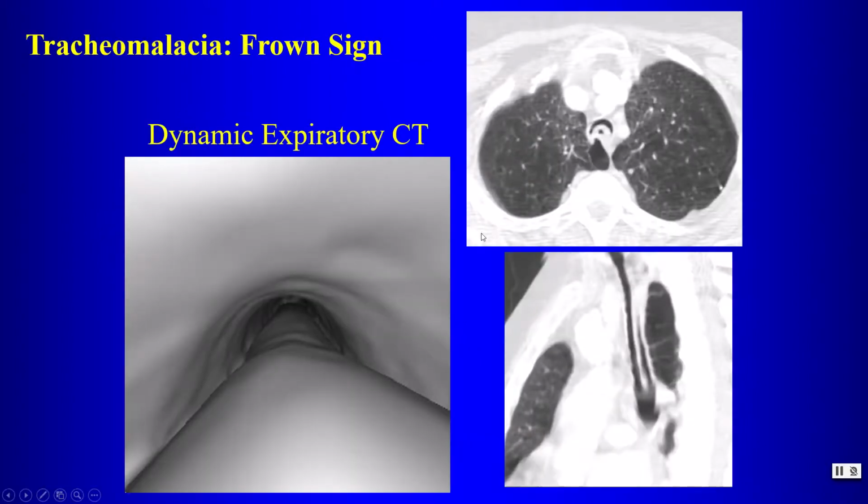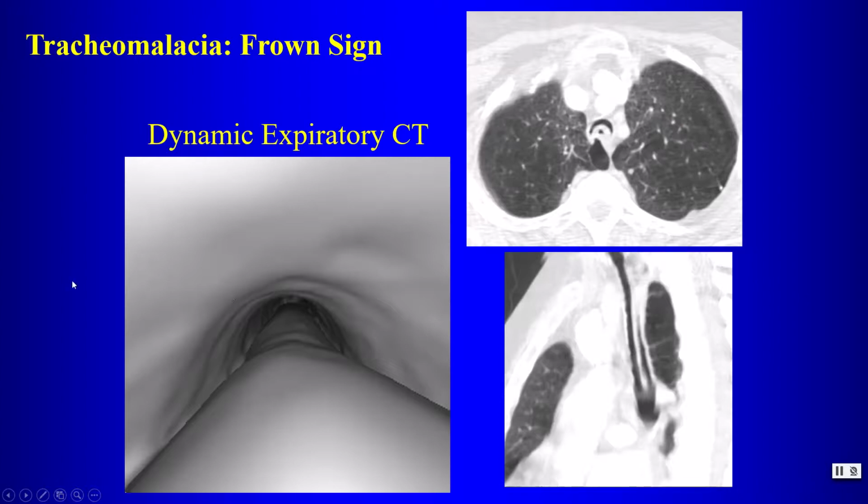So the frown sign here on expiratory imaging, the frown sign is a manifestation of tracheomalacia. Here on virtual bronchoscopy, you can see the collapse of the posterior wall, and on real bronchoscopy, this is also what the bronchoscopist looks for, in expiration, that collapse of the posterior wall. Here's a sagittal reconstruction showing you the same thing. So it's very important that you do dynamic expiratory imaging if we are looking for this.